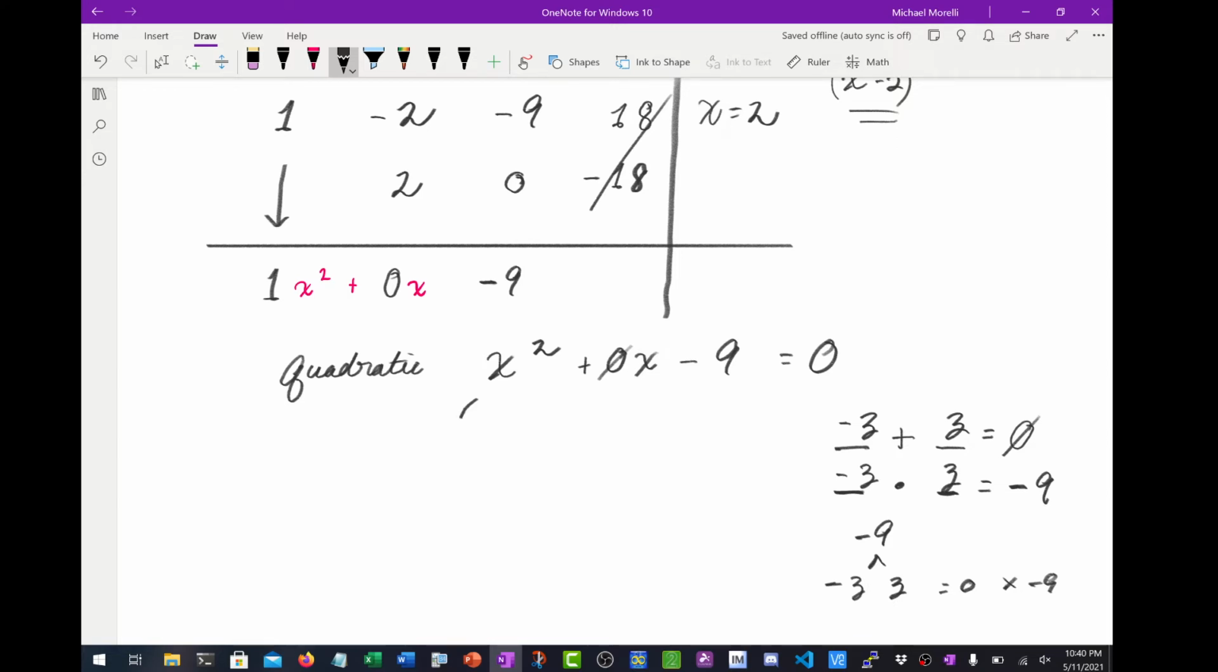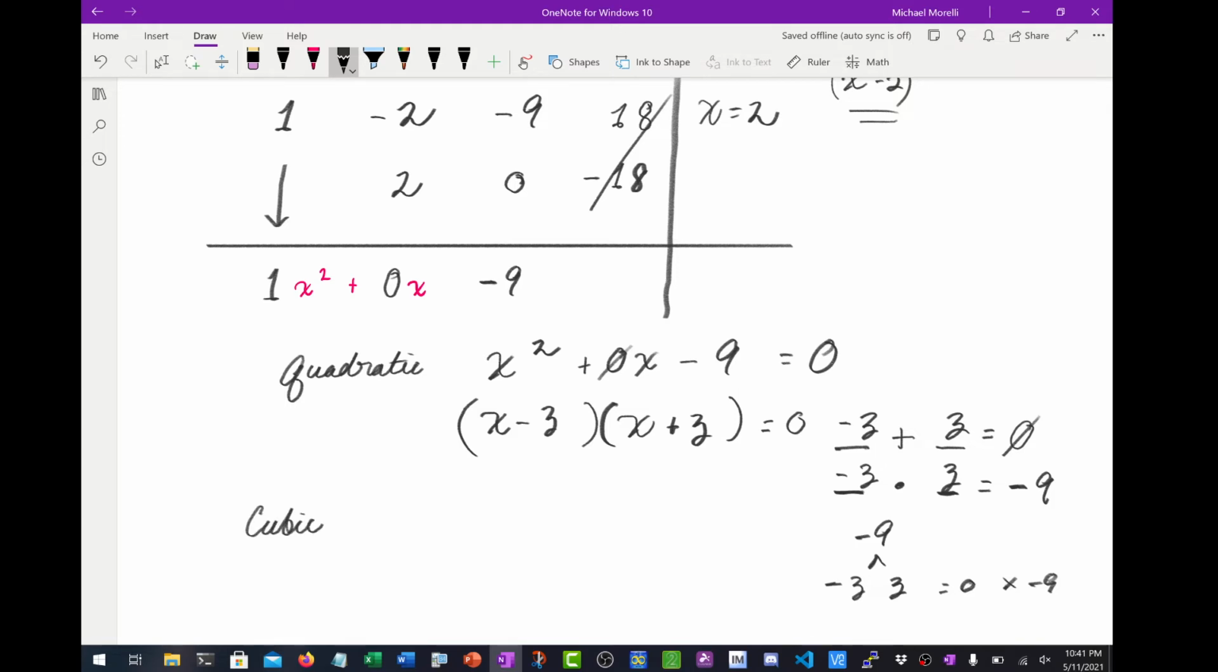So I'm going to rewrite this standard form quadratic equation in factored form. So that's going to be x minus 3 and x plus 3. I can't remember if this problem asks us for the solutions or the factors, but here are all the factors of this cubic.